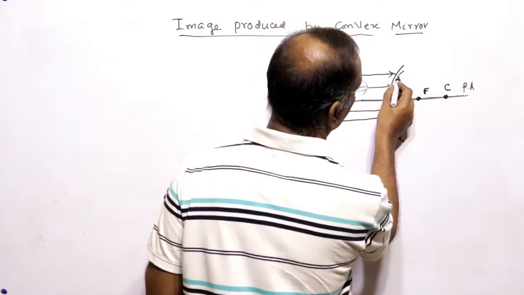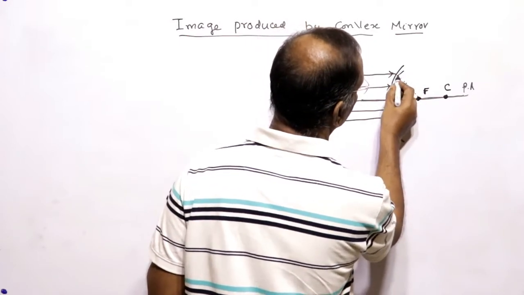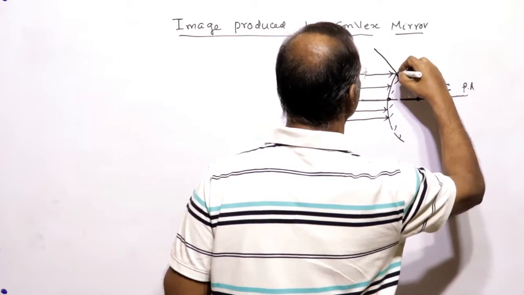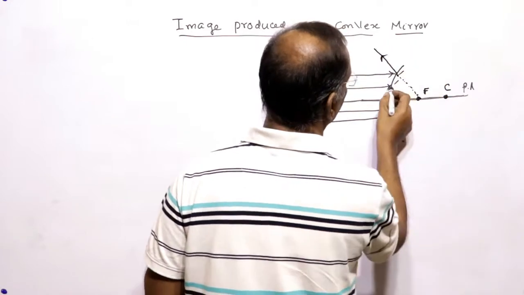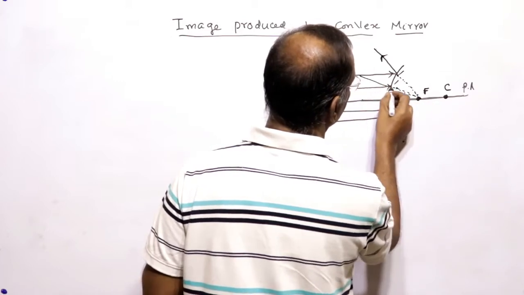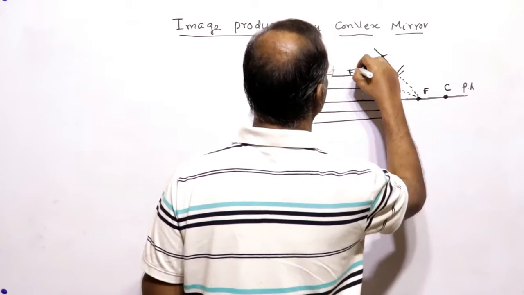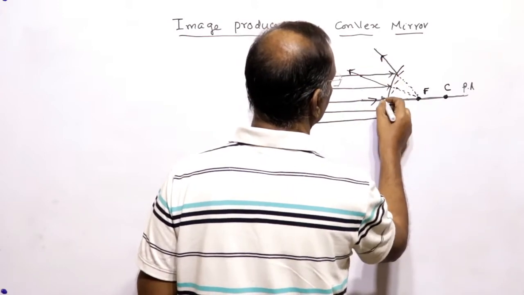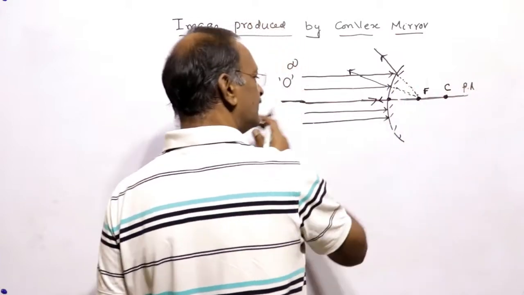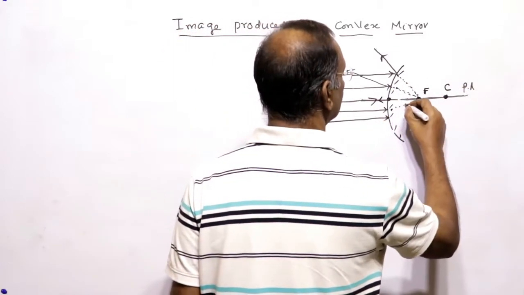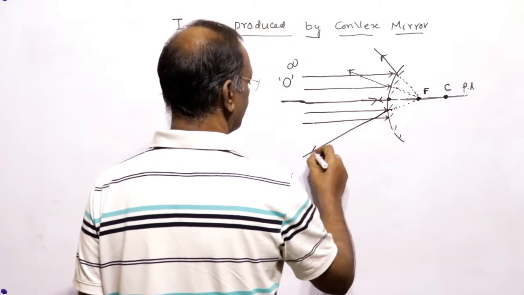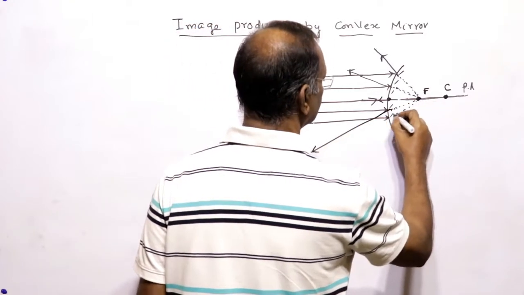Now we see it will appear. So it will go like this. This will go like this. And this will come and go like this. It will retrace its path because it is passing through the center of curvature. So this will pass like this.